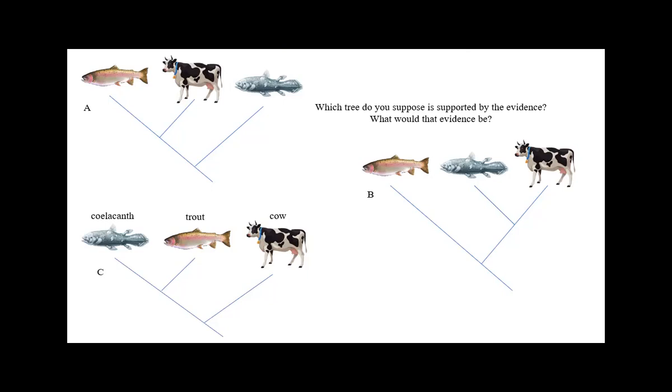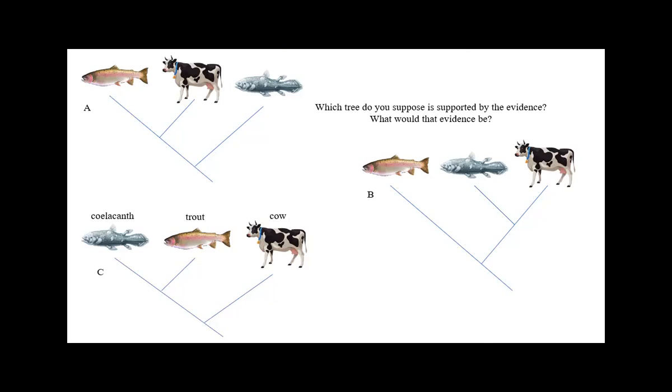Okay, really quickly, can somebody just articulate what the relationships are in B? Just say it out loud. Cows are more related to each other than trout. Okay, how about A, somebody else? Cows are more closely related to each other than their common ancestors to coelacanth.